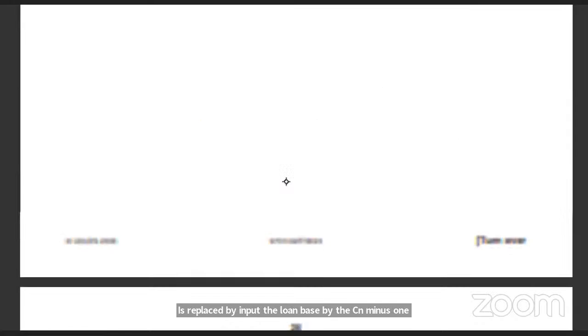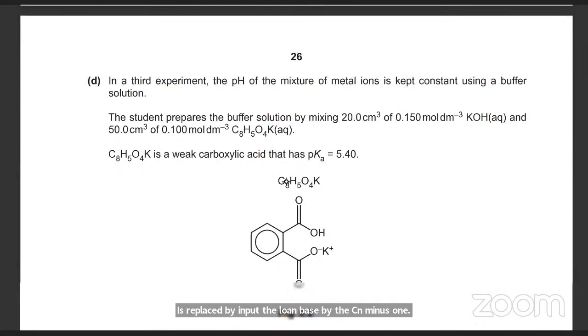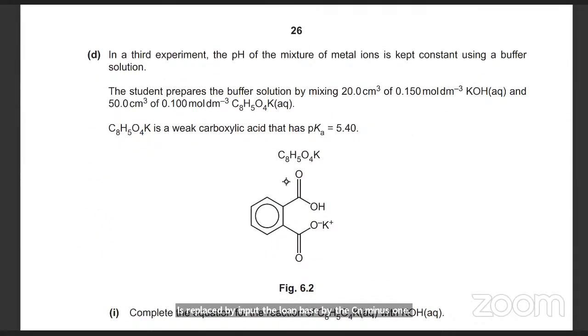Okay, so KSCN will have that ligand. Then he says in the third experiment, the pH of the mixture of the metal ions is kept constant using a buffer solution. So I guess that's a buffer solution. The student prepares the buffer solution by mixing an alkali with 50 cm cube or 0.1 mole per dm cube of this thing.